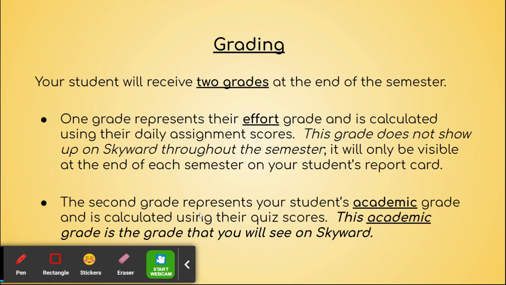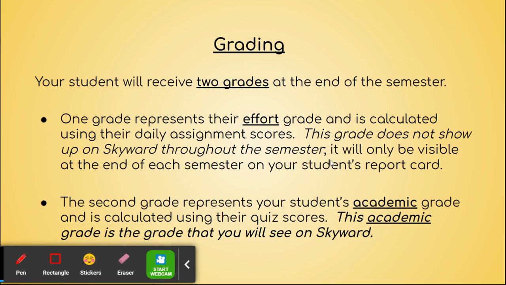And that's because the 2nd grade represents your student's academic grade, and it's calculated using their quiz scores or their test scores. This academic grade is the grade that you see on Skyward. So the grade will only change after a test or a test retake.